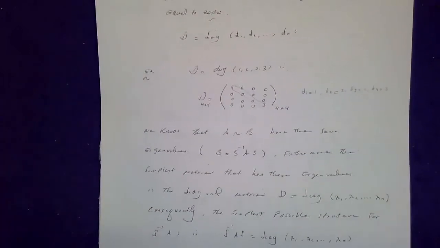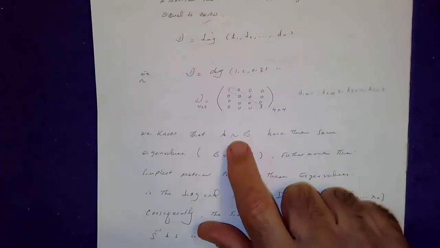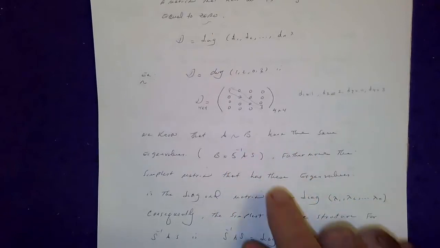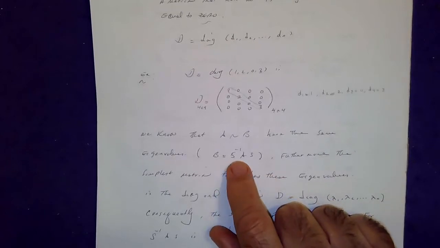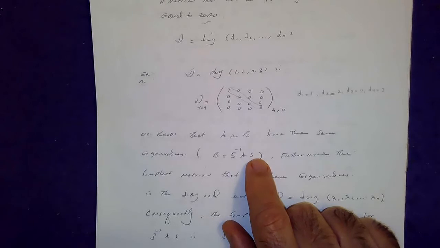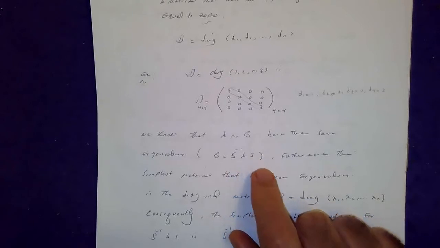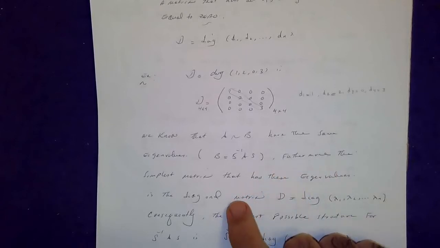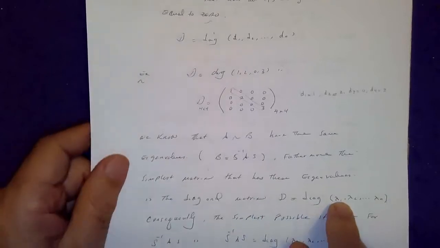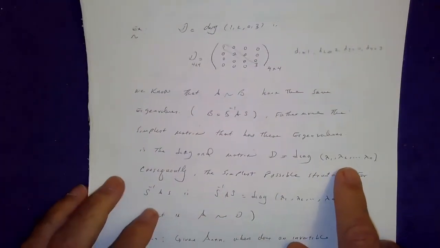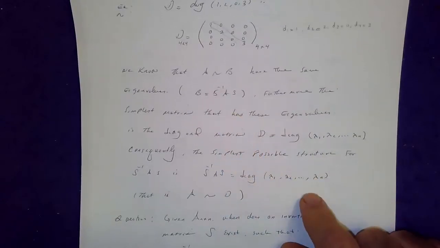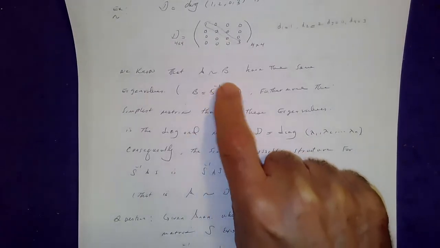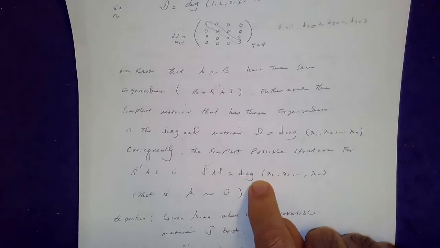So the question is, how is this related to similar matrices? Well, we know if A is similar to B, they have the same eigenvalues, correct? Remember, the relationship B is equal to S inverse times A times S, where S is an invertible matrix. Furthermore, the simplest matrix that has these eigenvalues is the diagonal matrix, whose main diagonal elements happen to be what? The eigenvalues of matrix A. Consequently, the simplest possible structure for this product is the diagonal matrix.